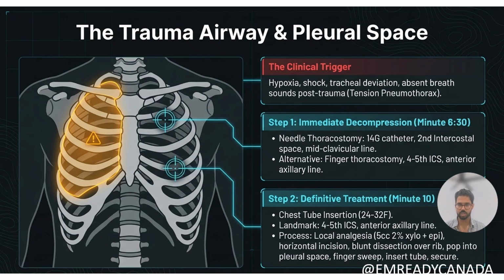If you do the finger thoracostomy and immediate decompression, the next step would be to go ahead and proceed with a chest tube insertion. What do we do? Local analgesia, horizontal incision, a blunt dissection, open up that pleural space, do a finger sweep, and go ahead and insert the tube and connect it to a pleurovac.